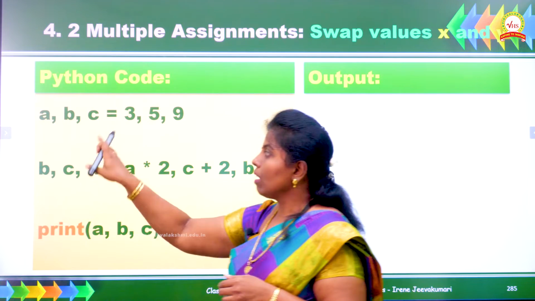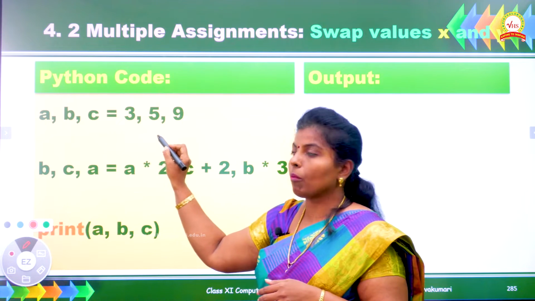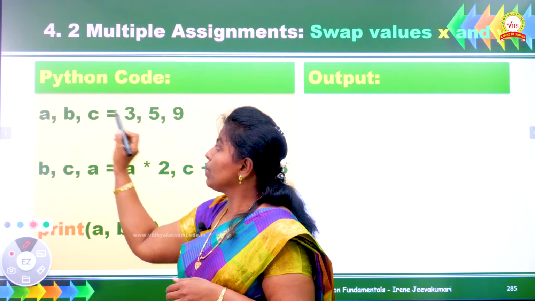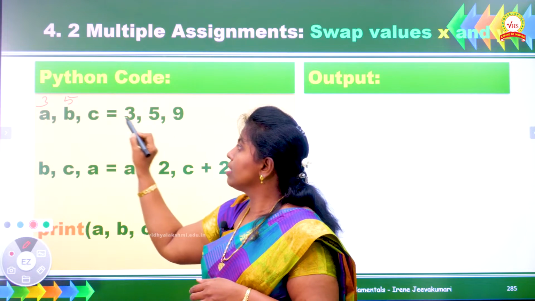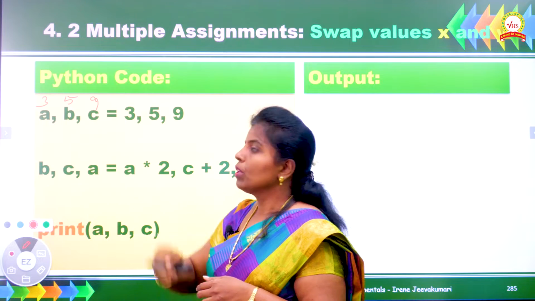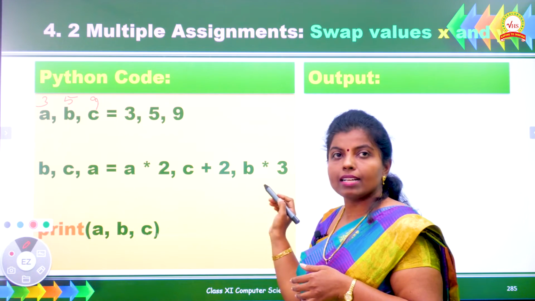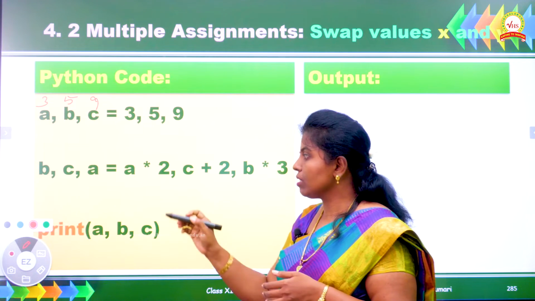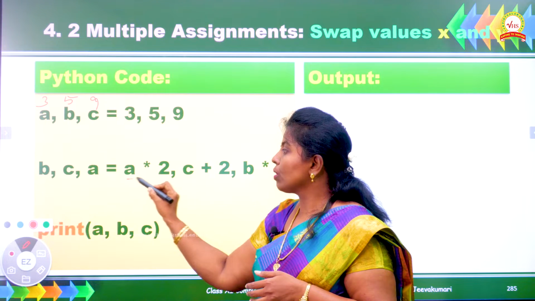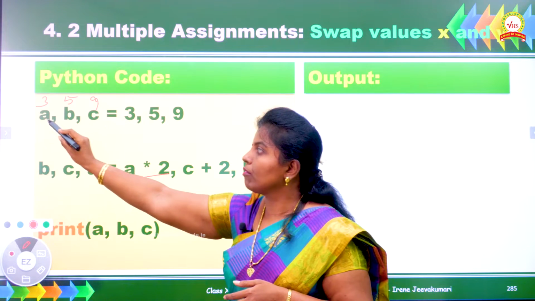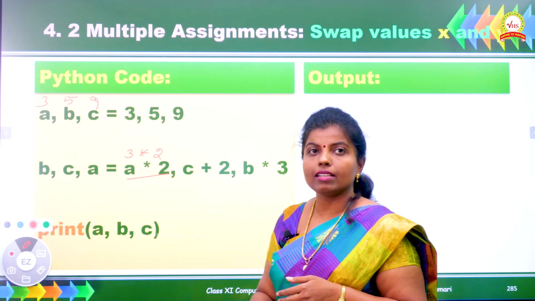You can see here three variables a comma b comma c that have been assigned the values 3 comma 5 comma 9. So a will be holding the value 3, b will be holding the value 5 and c will be holding the value 9. With this, let us evaluate this expression. Here on the right hand side, we have got a lot of expressions. Let us evaluate these expressions now. The first one is a multiplied by 2. What is the value of a? It is 3. So 3 multiplied by 2 has to be evaluated here.